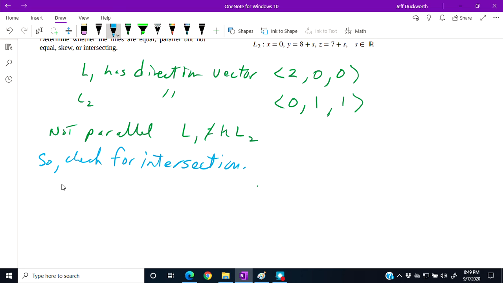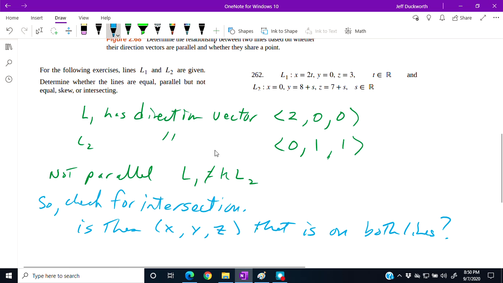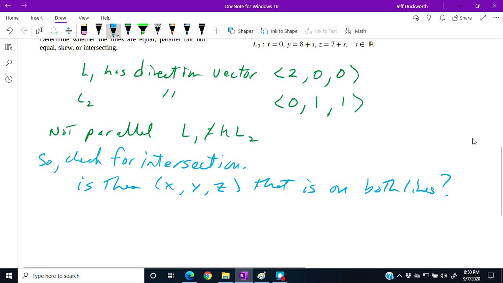All right, so we determine this. So is there some point x, y, z, that is on both lines? If yes, then they intersect. If no, then they're skew. All right, so we've got x, y, and z values. So I'm going to set the x equal, the y equal, and the z equal based upon what we have here.